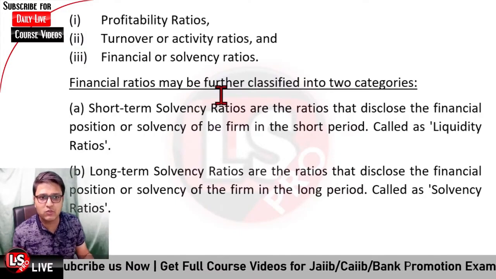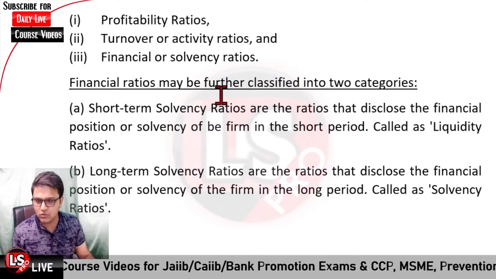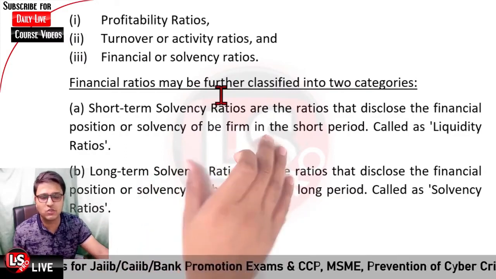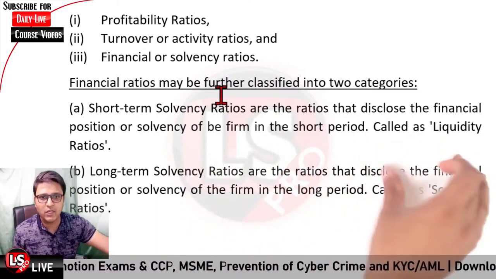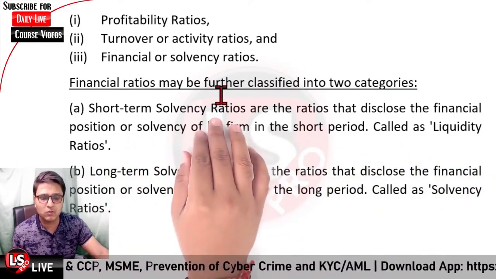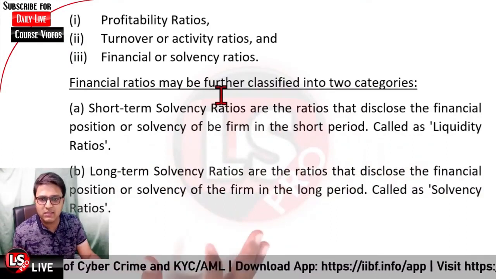Short-term solvency ratios are also called liquidity ratios. So whenever we replace the liquidity ratios word with short-term solvency ratio, that is basically the same thing. Okay, and further, long-term solvency.